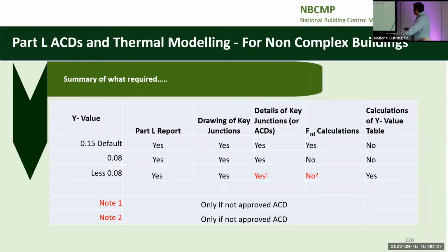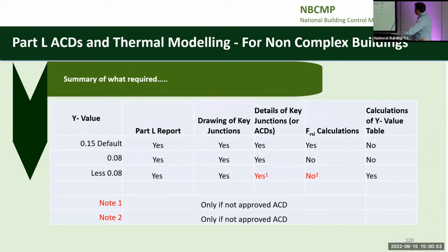So if you're using the default 0.15, you still need the Part L report. You need the key junctions. You need the details of the ACDs. You need your FRSI calculations, but you don't need a table of calculations because you're not calculating your Y value. FRSI calculations, you don't need them because they are part of the ACDs. They're already calculated for you. And if you're not calculating it, you don't need to provide the table. If you are, you do.